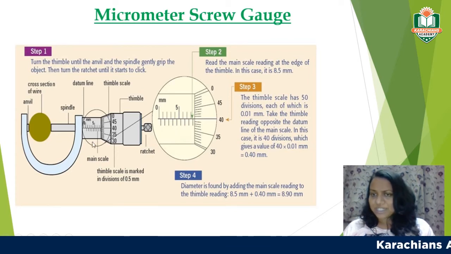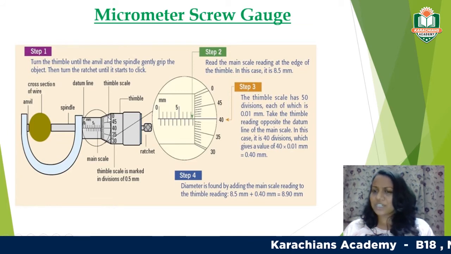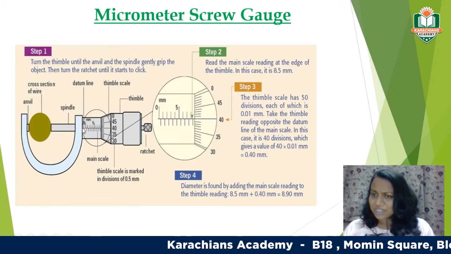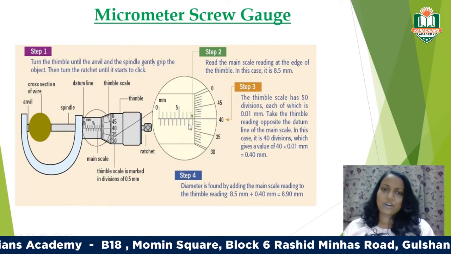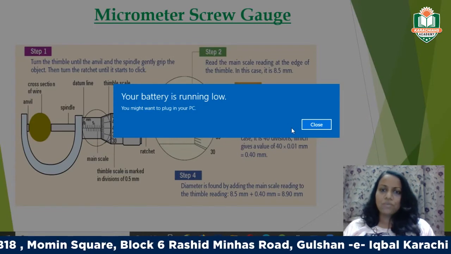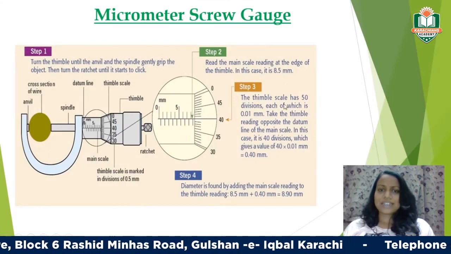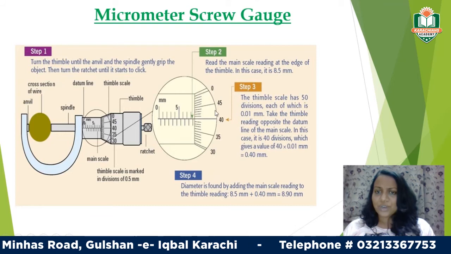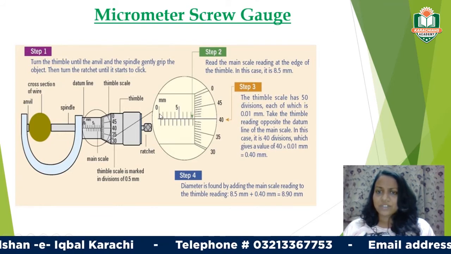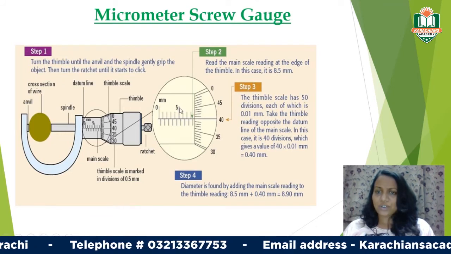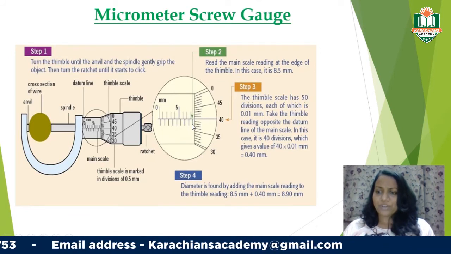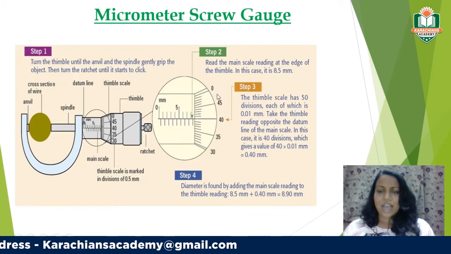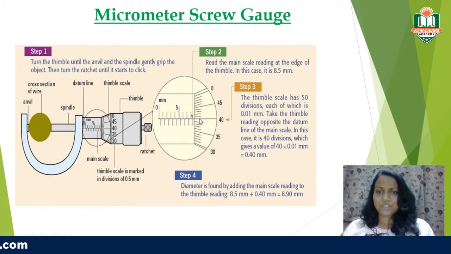Then you have your main scale and you have your thimble scale or rotating scale. Then you have this datum line, that is the center line, which is your reference line used for finding your measure. So how you measure it is like this. The first thing you do is you take your main scale reading. It's divided into 0.5. So if you look at the 0, you have 5, 6, 7, 8. The down lines give 0.5. So it's 8.5.